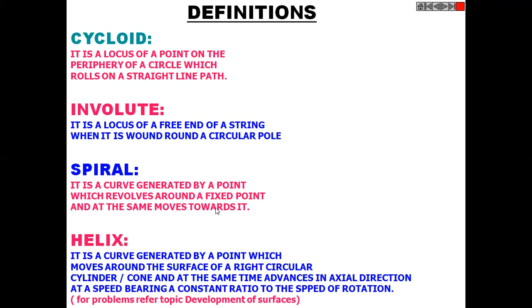So the path followed by that point will be the spiral. Helix, it is a curve generated by a point which moves around the surface of a right circular cylinder or cone and at the same time it advances towards the apex at a constant speed bearing a constant ratio to the speed of the rotation. So these are the different curves and definitions of these curves.